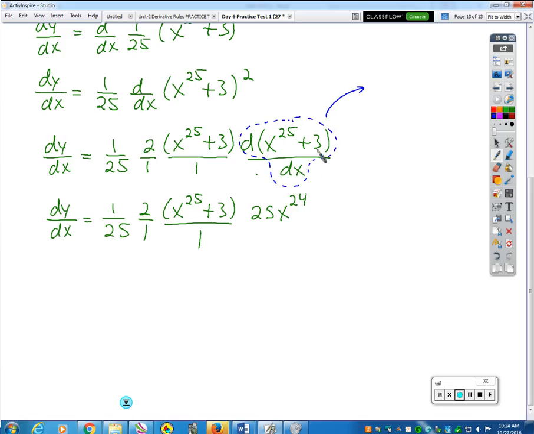So we use the add subtract rule first. If you're okay with there. Then I use the power rule here. The derivative of a constant is just 0. So that's where the 25x to the 24. No? Awesome.